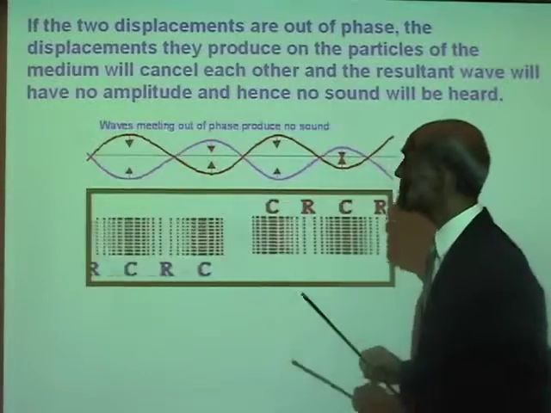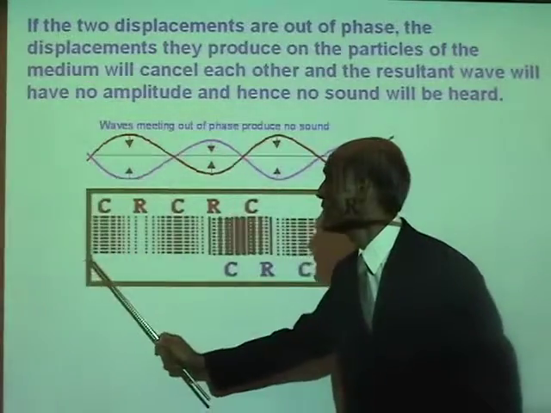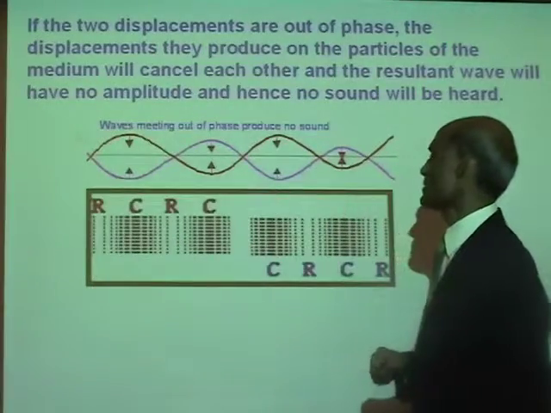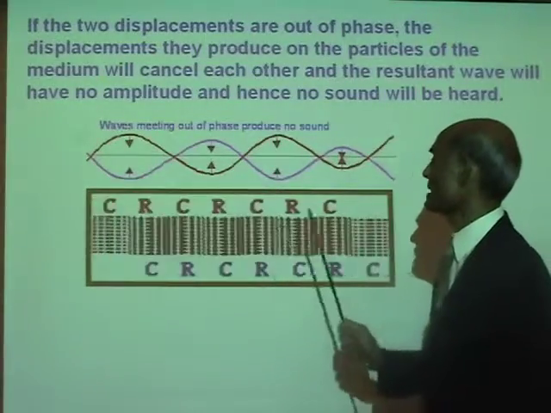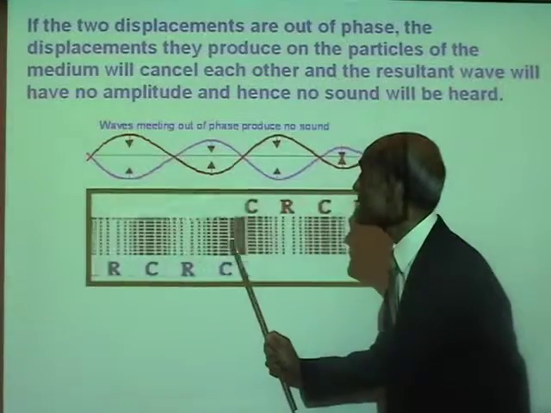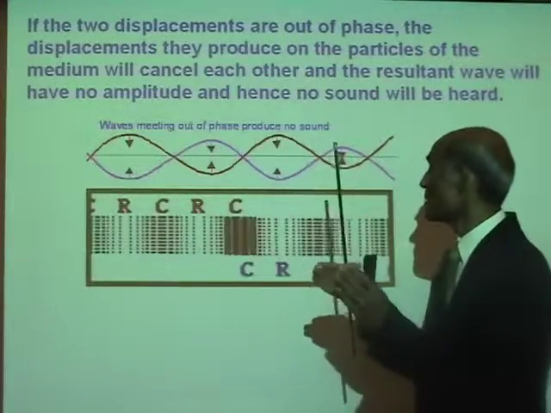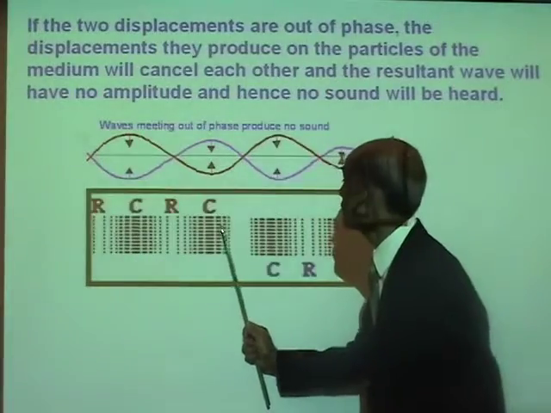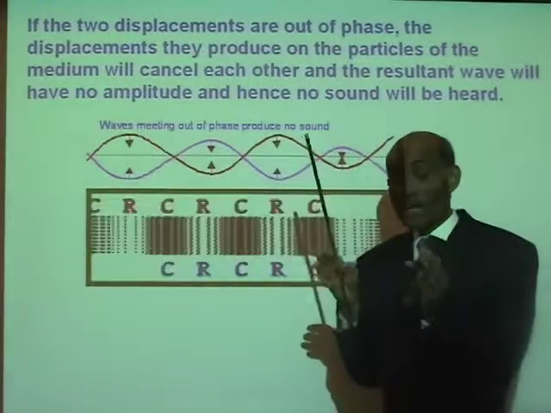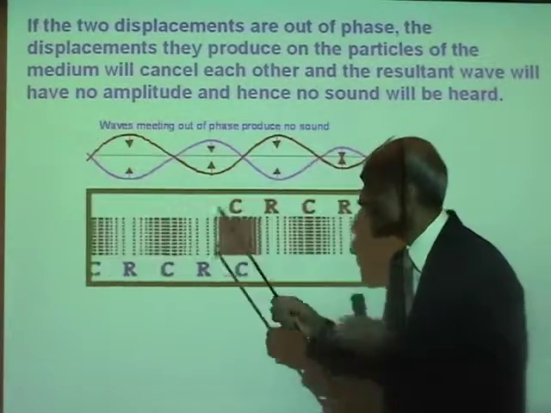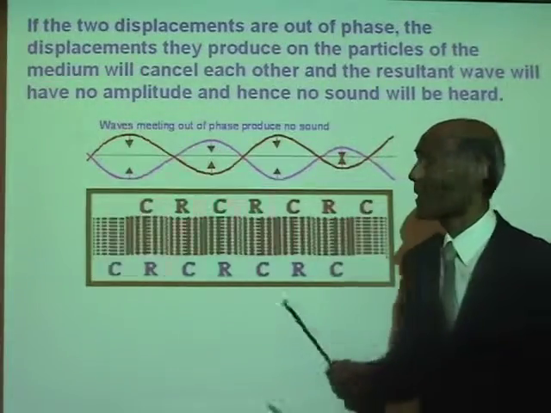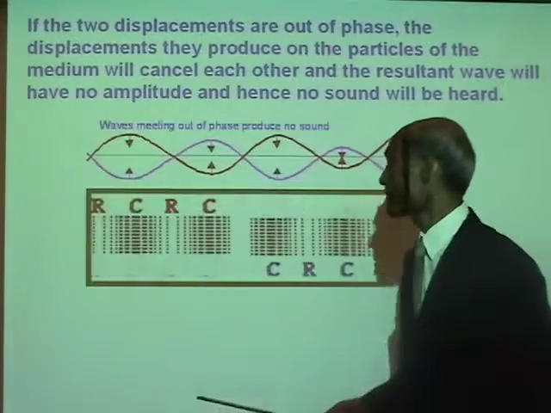Now, I have an animation here where one wave advancing from the left is superimposed with another wave advancing from the right. You can see where they meet in phase, you get a bigger wave. Where you see darker regions are where they meet in phase. Where you see lighter regions are where they meet completely out of phase.